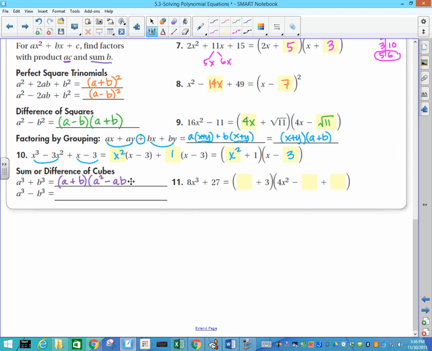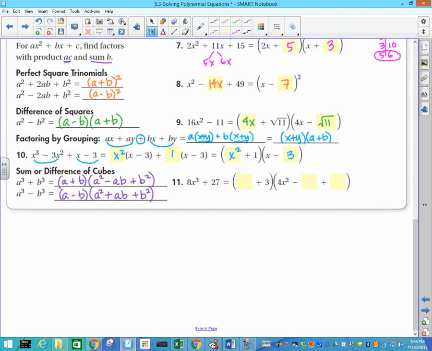Multiply them together and then square the last term. Okay, so watch it again. This time it's just a minus. So I take the cube root of each one without changing the sign. And then using this factor, I square the first term, change the sign to what I see, multiply them together, and then square the last term.